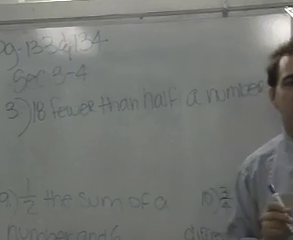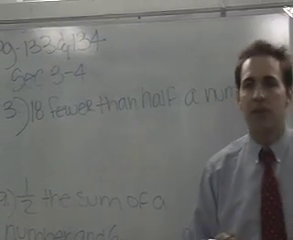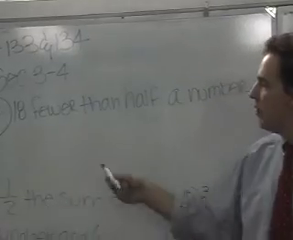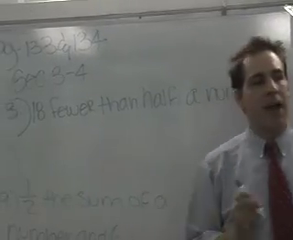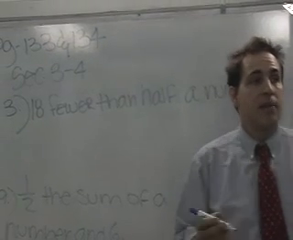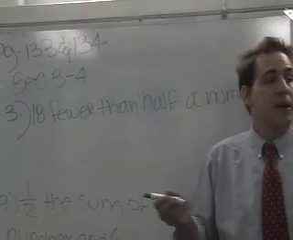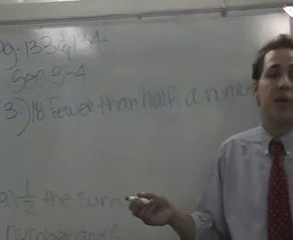The word fewer implies what? Less. It means subtract. Good for you. You recognize that in English. So 18 fewer than half a number. What about half a number? How do we write half a number? Do we know what the number is? Katrina? For a number, you put in a variable. Right. What do you want to pick? We can pick any variable.